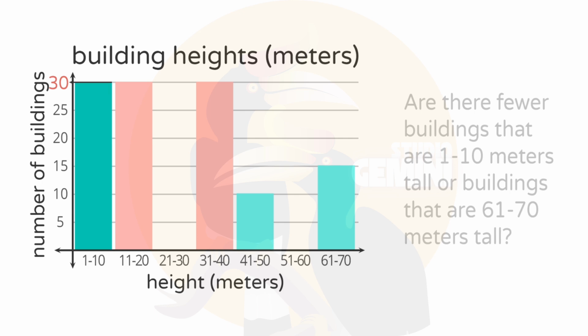Now let's find the bar for the range 61 to 70 meters. Using the scale on the left side of the graph, we read the height of the bar. 15 buildings are 61 to 70 meters tall. The bar for 61 to 70 is not as tall as the bar for 1 to 10, which means there are fewer buildings that are 61 to 70 meters tall.